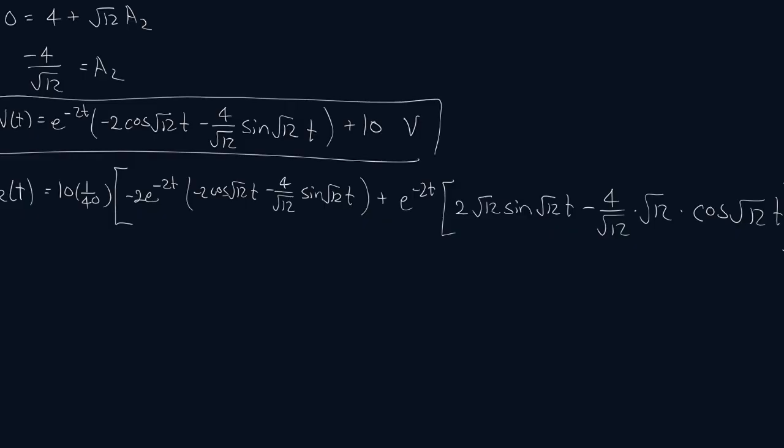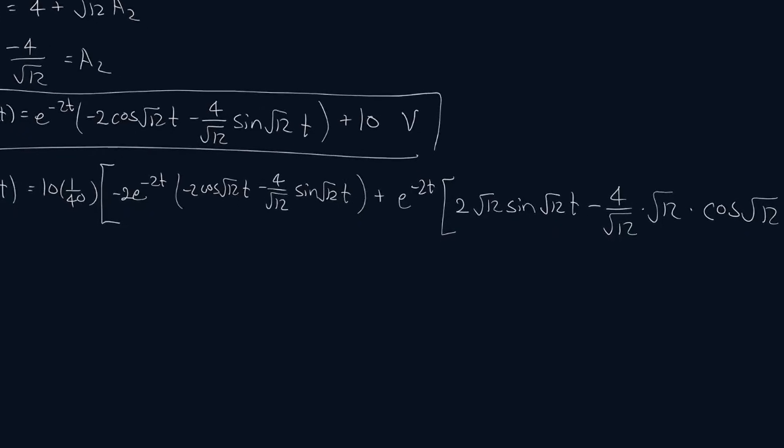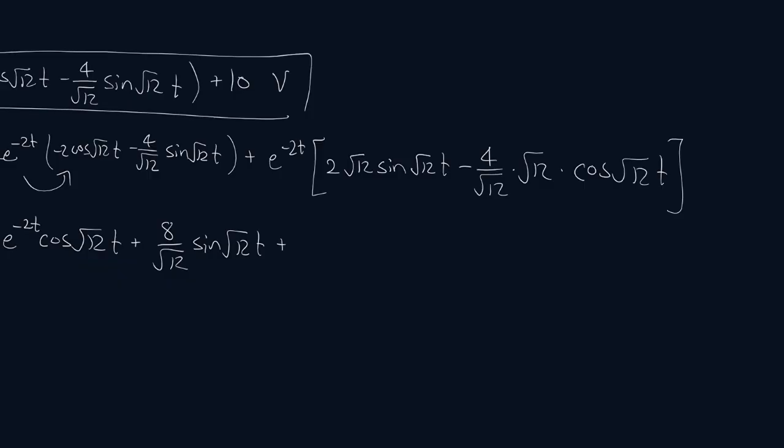Okay, now what? So let's FOIL everything in. So this goes into here, so it'll be 2 e to the minus 2t. So it'll be 4 e to the minus 2t cos square root of 12t plus 8 all over square root of 12 sine square root of 12t, plus e to the minus 2t times 2 square root of 12 sine square root of 12t minus 4 e to the minus 2t cos square root of 12t.